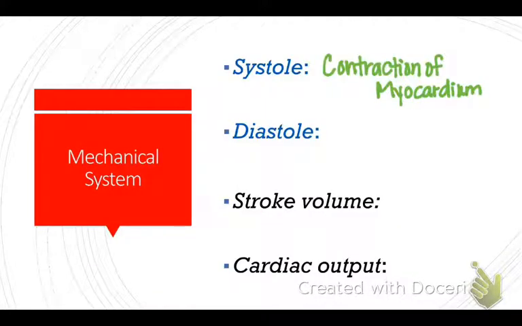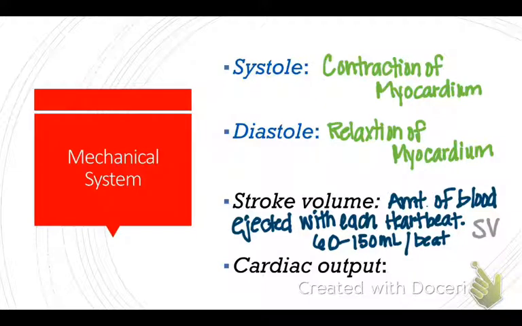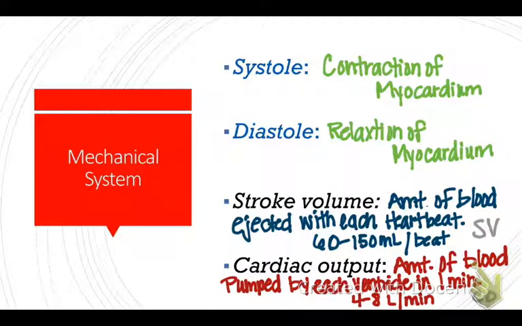Your systole is your contraction of the myocardium. Your diastole is your relaxation of the myocardium. Your stroke volume is the amount of blood ejected with each heartbeat, so 60 to 150 milliliters per beat, and sometimes you'll see that as SV. And then your cardiac output is the amount of blood pumped by each ventricle in 1 minute, and that's 4 to 8 liters, which is a lot. You'll see this written as CO. Your cardiac output is your stroke volume times your heart rate.